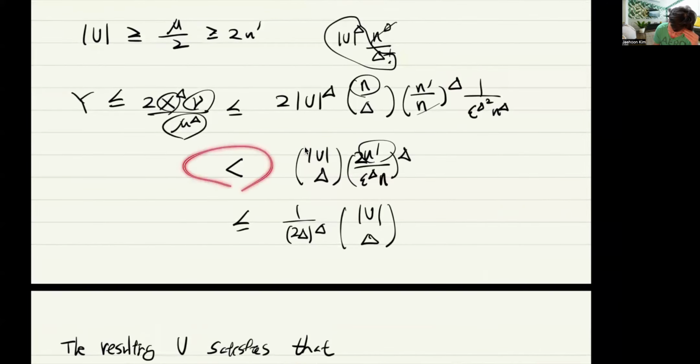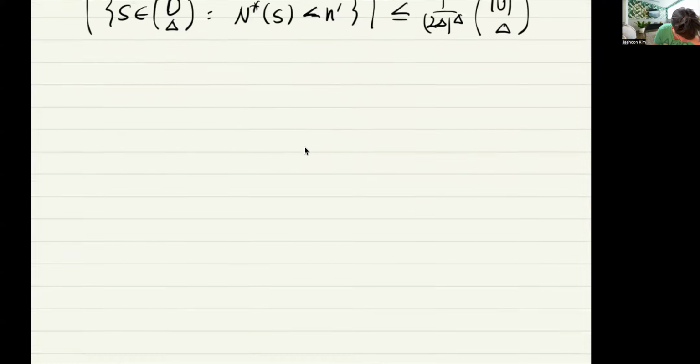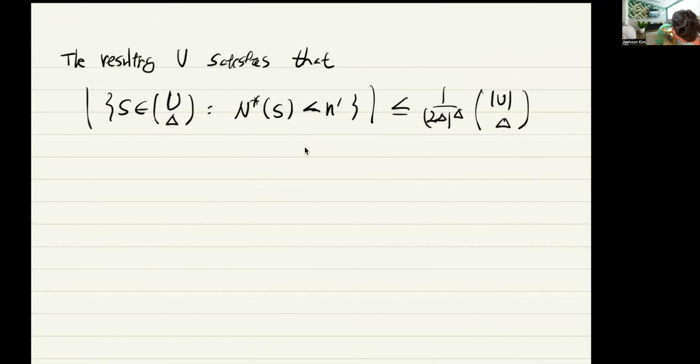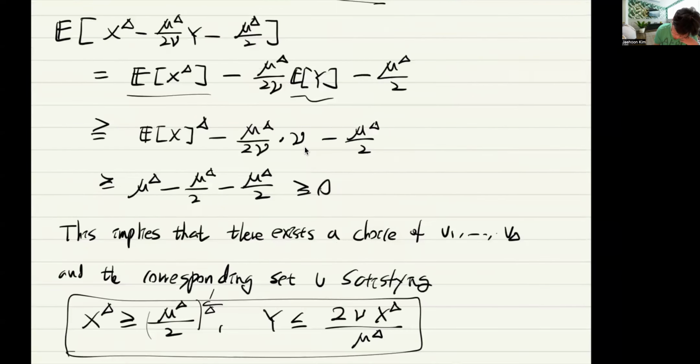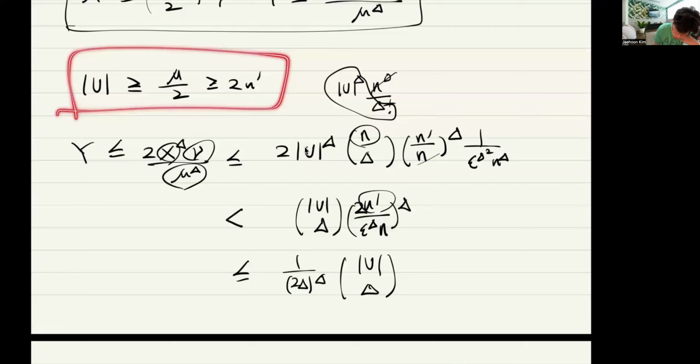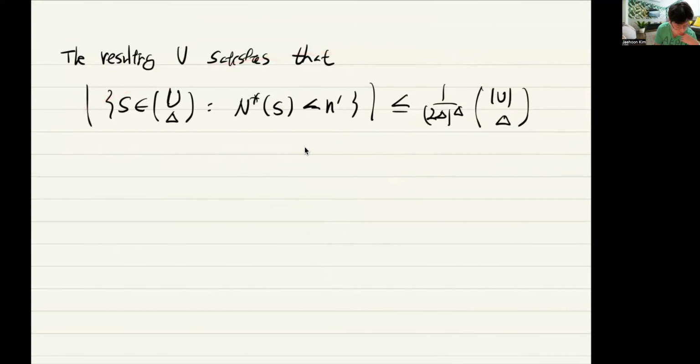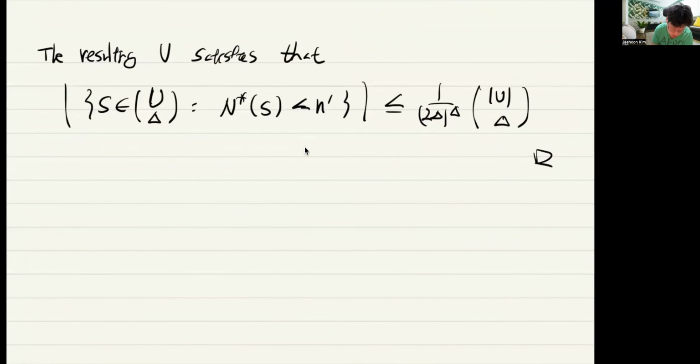Here, actually, we also use the fact that if U has size at least 2 times n prime. Anyway, it's just computation. So what you have is this as well as this. That's what we are aiming for, and this proves the lemma.